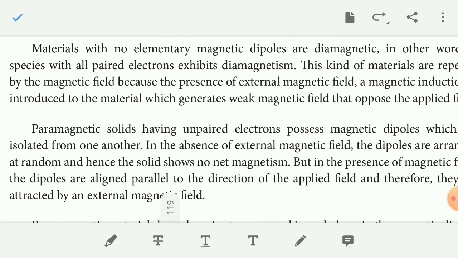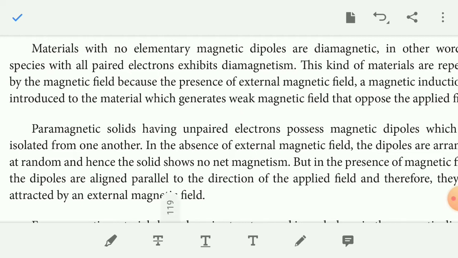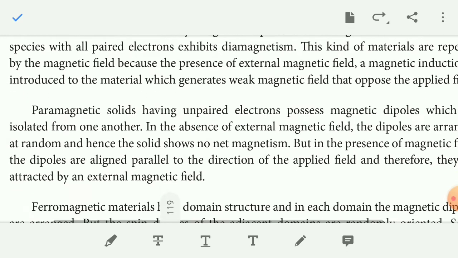Next, paramagnetic. Paramagnetism arises in the n-1 d orbitals, because that is where unpaired electrons are created. The electron is a charged particle spinning around itself, so the total magnetic moment is equal to spin angular momentum plus orbital angular momentum. The orbital angular momentum is less compared with the spin. In the presence of a magnetic field, the dipoles are aligned parallel to the direction of the applied field, therefore they are attracted by the external magnetic field. That is paramagnetism.